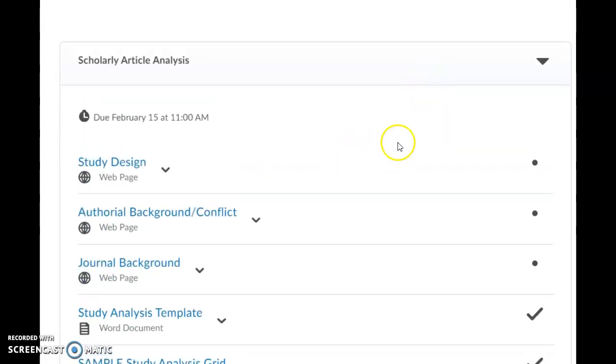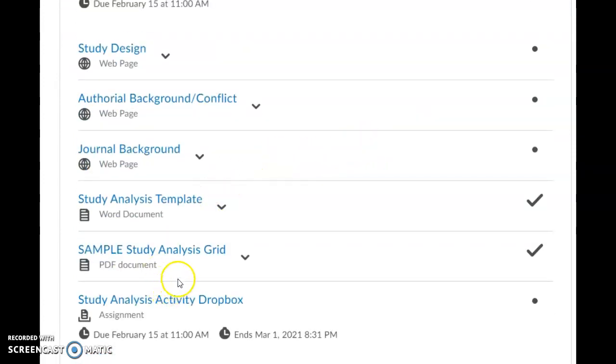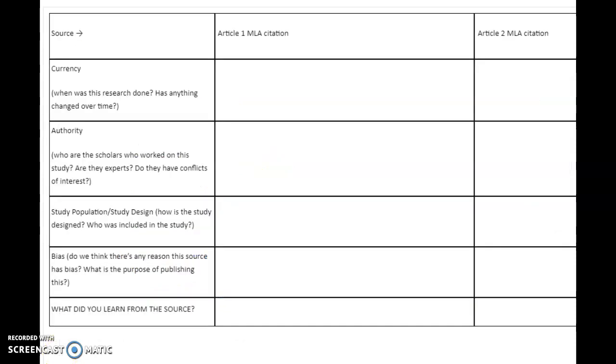And then scholarly article analysis. So we're going to start really simple here with the study analysis template. One thing you'll note, of course, is this is the same template we have been using in your discussion. What is going to be different this time is that you're going to be using the articles for Essay 2.